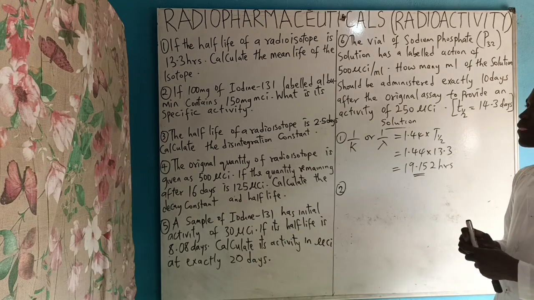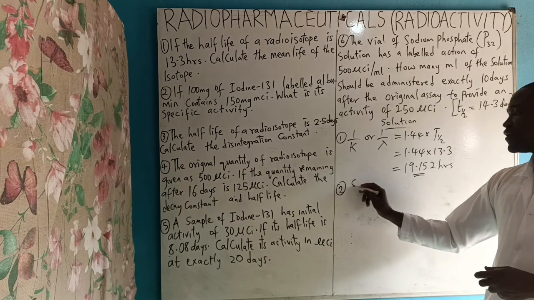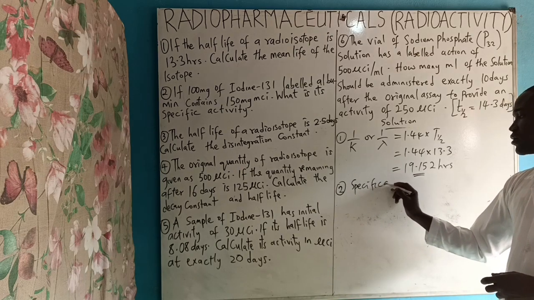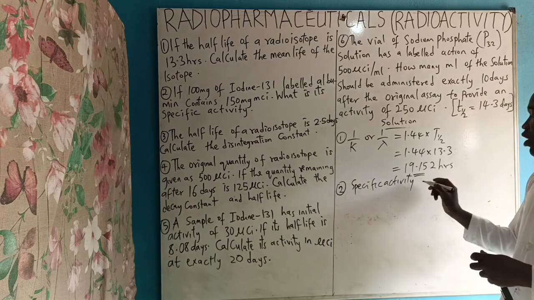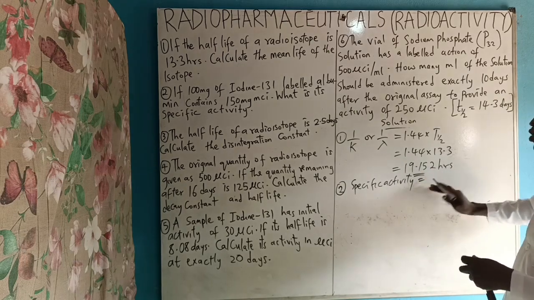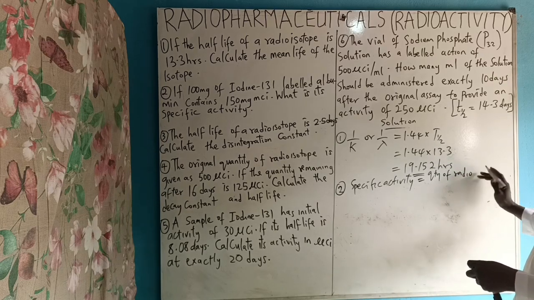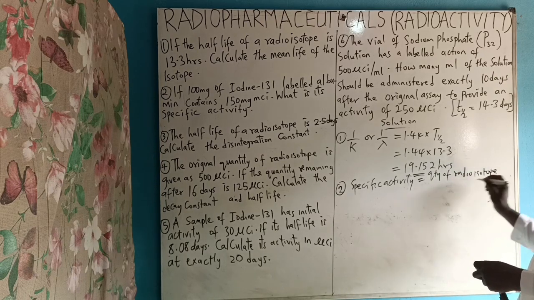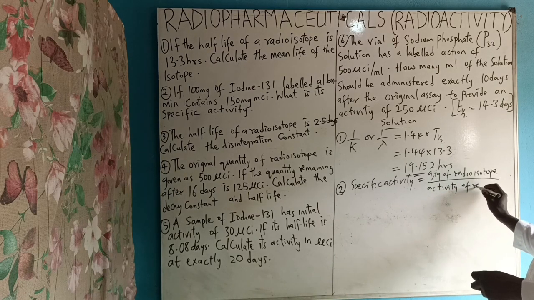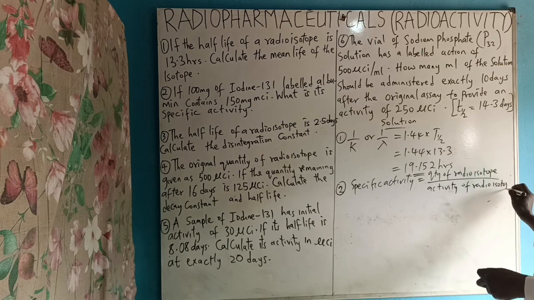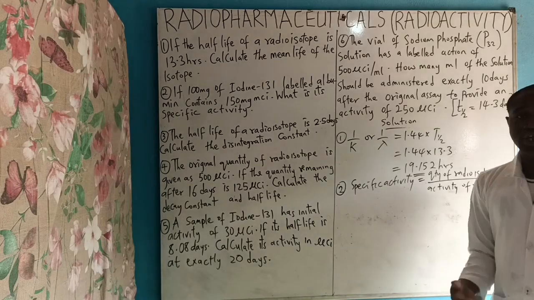specific activity? Now, we had a formula on specific activity. We said that specific activity is quantity of radioisotope all over the activity of the radioisotope.